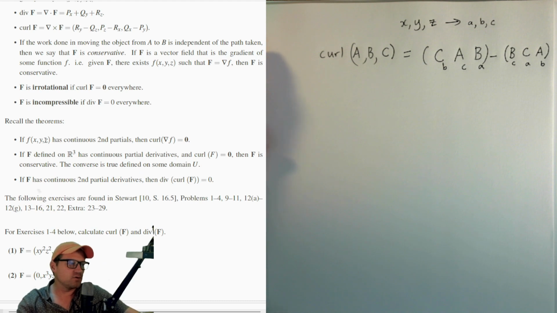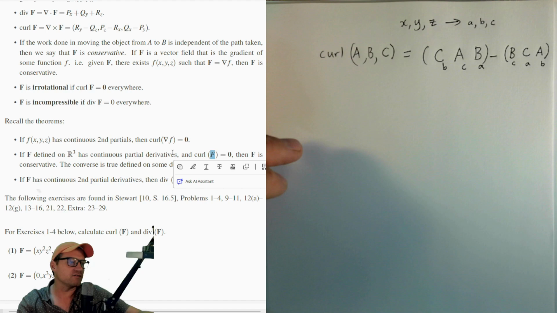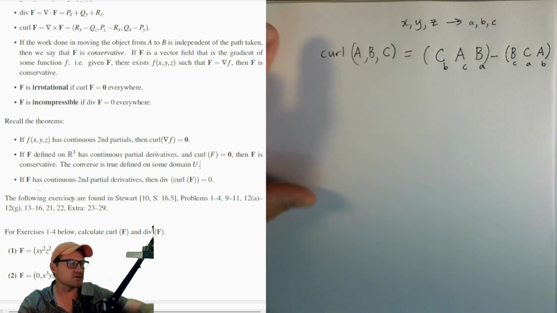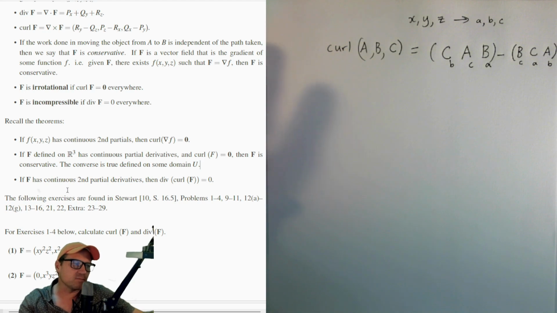Okay, so we have a few theorems. If the scalar function f has continuous second partial derivatives, then curl of grad f is the 0 vector. If vector field F defined on 3-space has continuous partial derivatives and the curl of F, that should be a bold F, is the 0 vector, then F is conservative. The converse is true, defined on some domain U. Okay, so I think there's a little bit more to that converse. If F has continuous second partial derivatives, then div of curl of the vector field F is the 0 scalar.